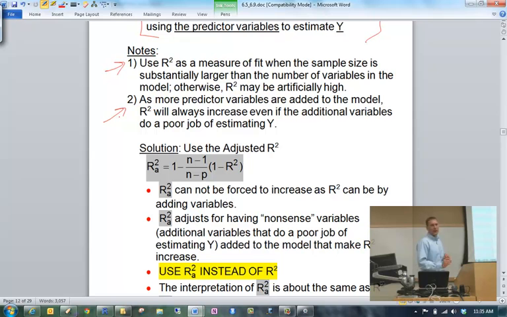But the second one's very important. This is something new. As more predictive variables are added to the model, R squared will always increase, even if the additional predictive variables do a poor job of estimating Y. So let's put this in the context of the high school and college GPA example that we've looked at. We saw high school GPA used in the model to predict college GPA had a large R squared. I think it was 0.8 something.